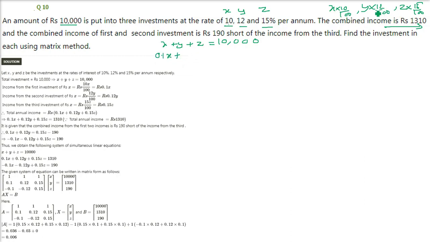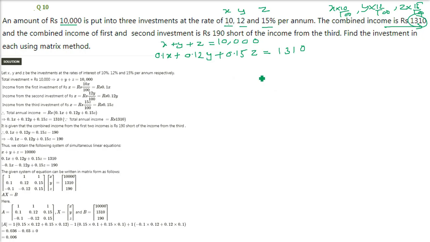So 0.1x plus 0.12 into Y, and plus 15 divided by 100 is 0.15, and this is going to be Z, equals 10,000, and the income is 1310, that is the above 10,000.